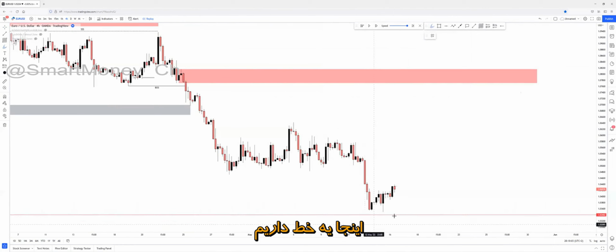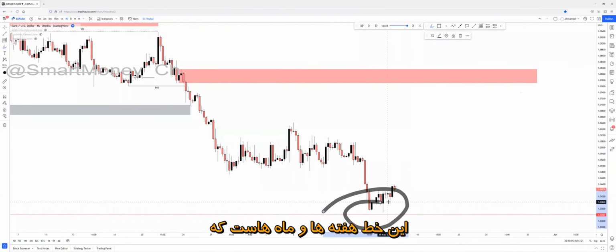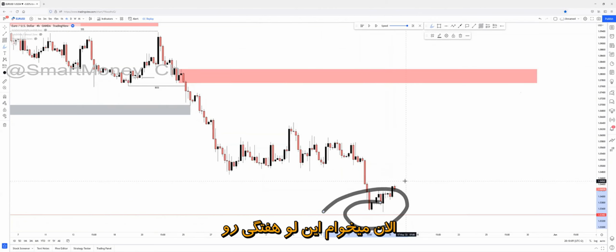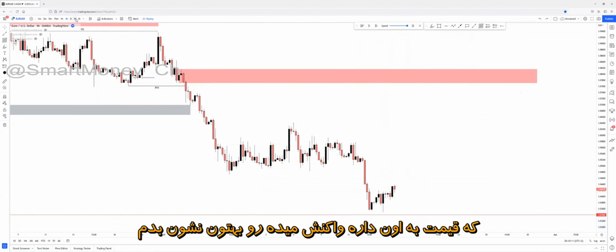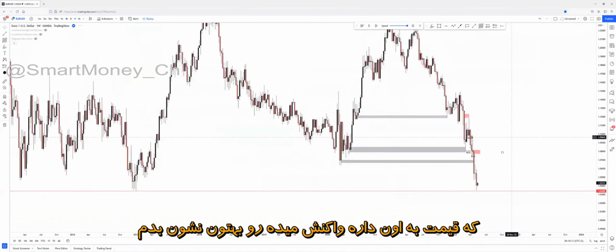And yeah, here's this line. This line has been marked for weeks or months on my chart, and this line is a weekly low. I just want to show you this weekly low that price was actually reacting on.